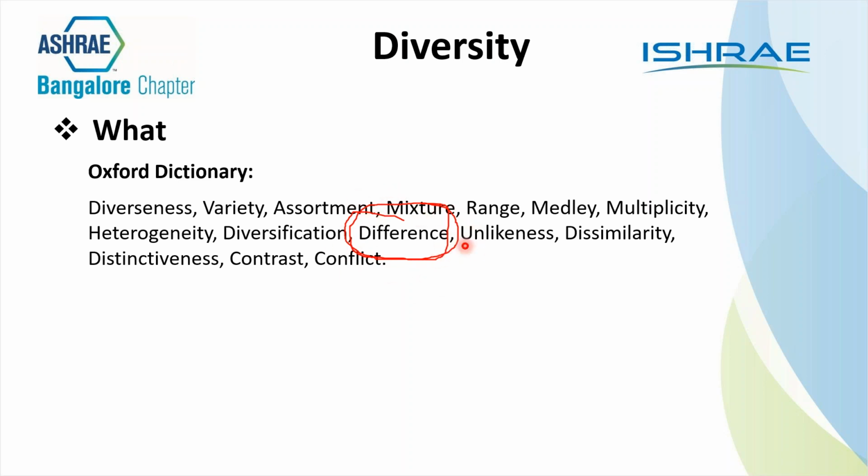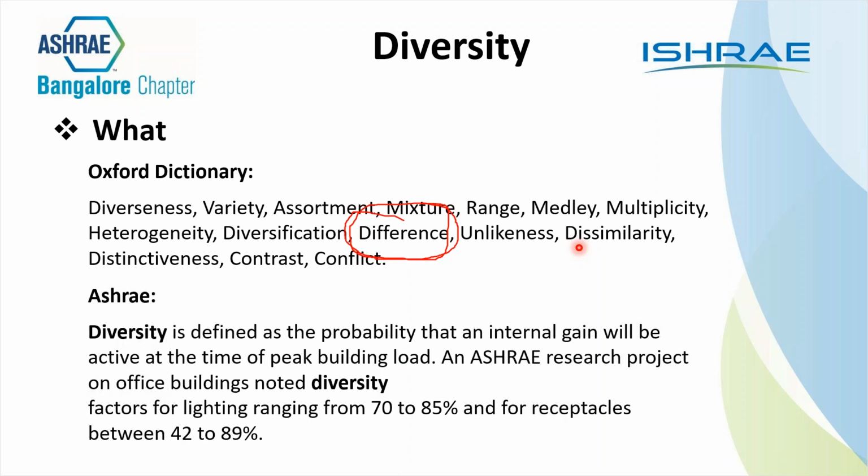What is this difference? When is this difference? Where can this difference be used? And the second one is the unlikeliness, the dissimilarity, all this. So in general it is known as diversity. So let us try to understand in detail what this diversity is in a VRF system and how we can use this diversity in a VRF system.